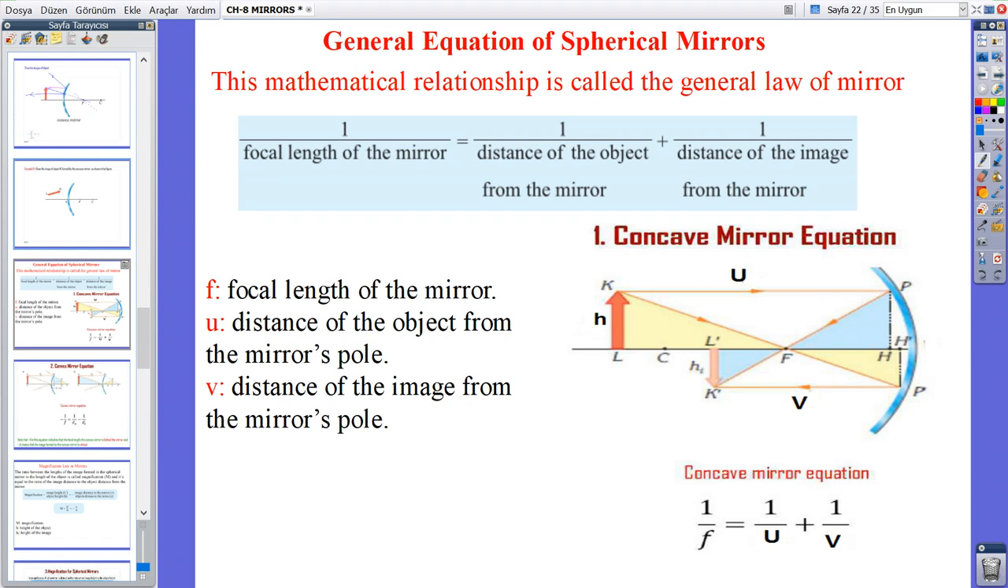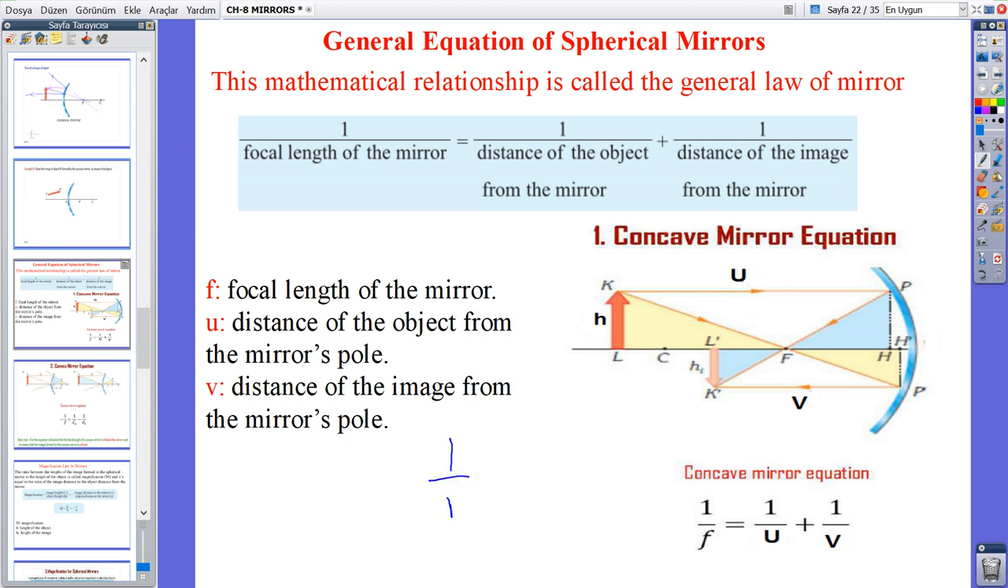Yes, hi guys, we are continuing chapter 7, grade 10, about the mirror. General equation of the spherical mirror. This mathematical relationship is called the general law of mirror. First, how we can find the focal length of the mirror, how we can find the distance of the object from the mirror, or how we can find the distance of the image from the mirror. We are using some simple equations.